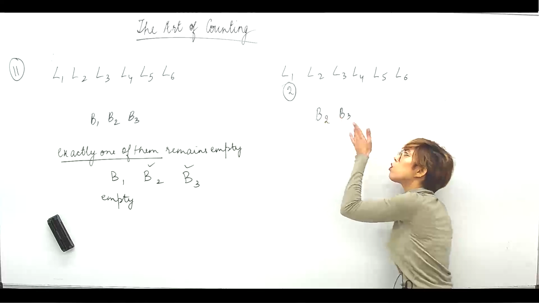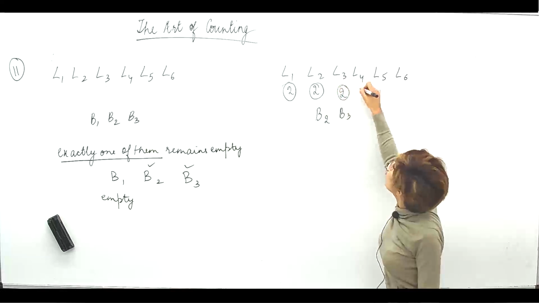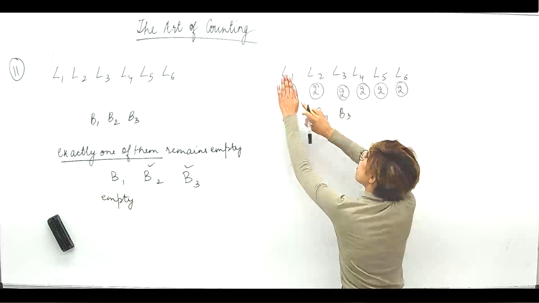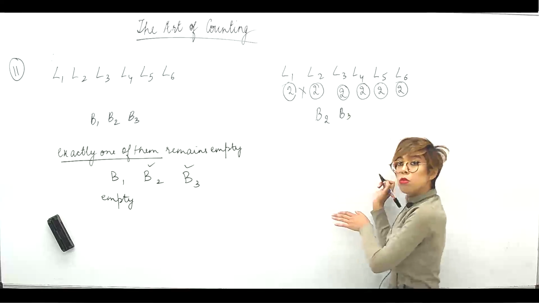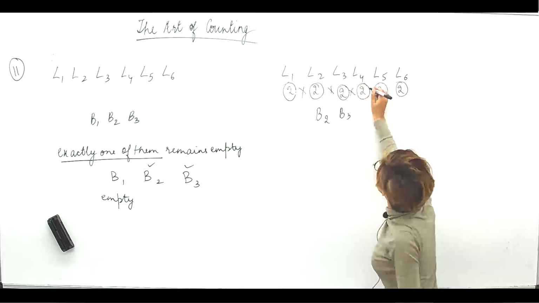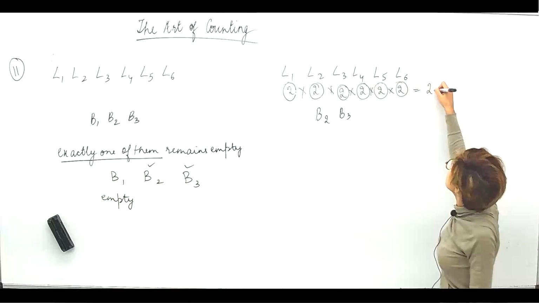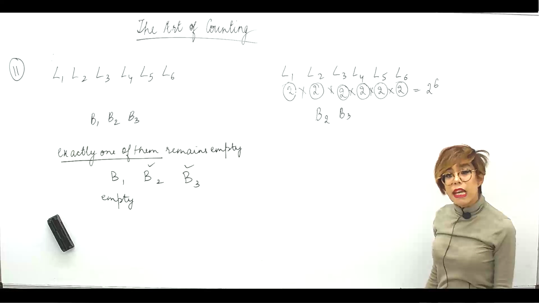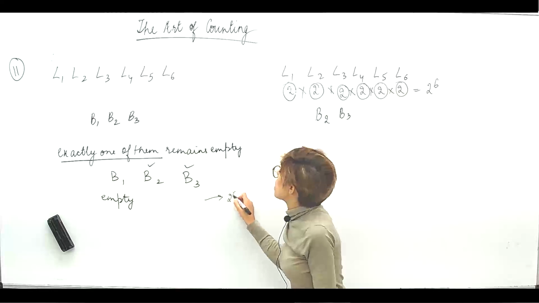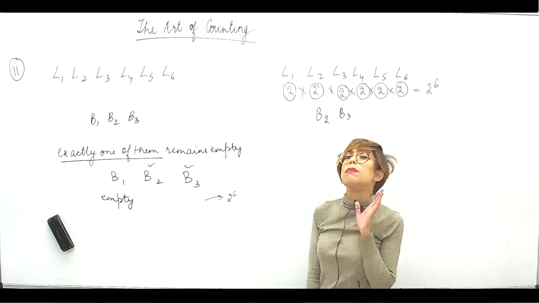Again, L2 also has 2 choices. L3 also has 2 choices. Then 2, then 2, then 2. Now, corresponding to each choice over here, I have 2 choices, and again 2 choices, multiplying. So basically, I have 2 raised to the power 6. So if B1 is empty, I will get 2 raised to the power 6 cases.